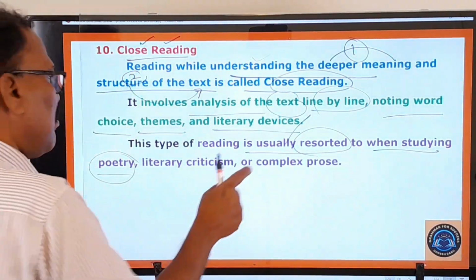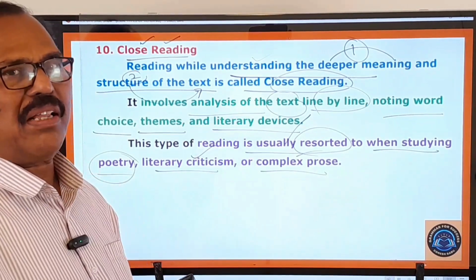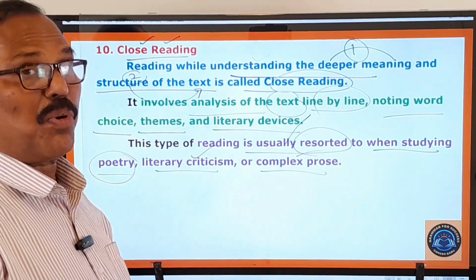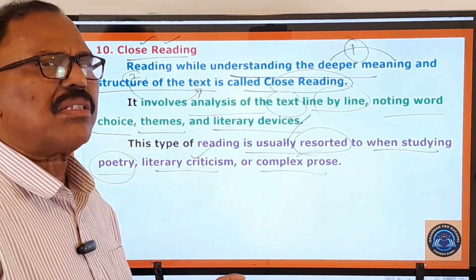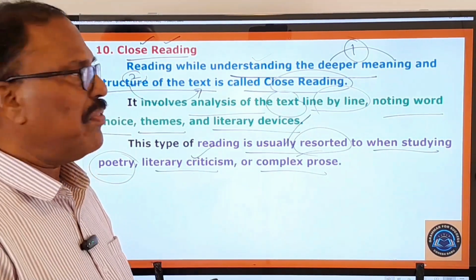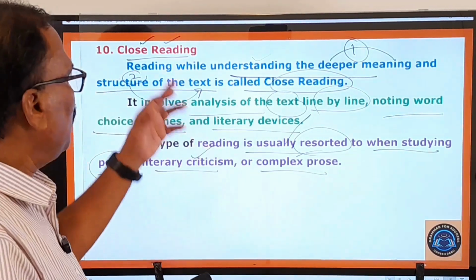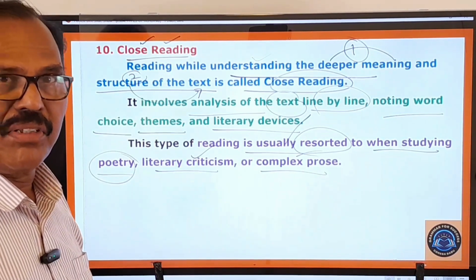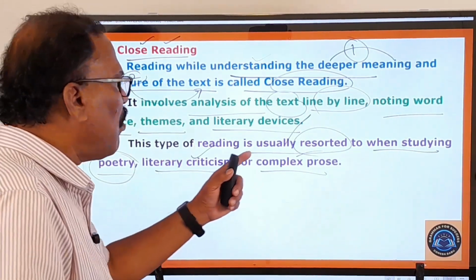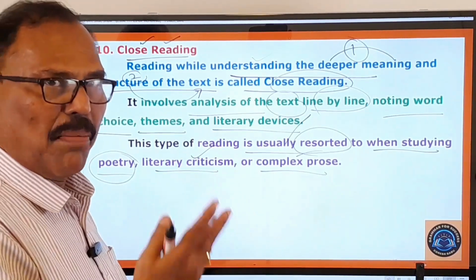And close reading is used when studying poetry, literary criticism, and complex prose also. Complex prose means Swami Vivekananda's prose, which is somewhat complex. Jawaharlal Nehru's prose is also somewhat complex. Sri Aurobindo's prose is really very difficult, so you cannot understand the philosophical ideas behind that text. When you happen to read such a difficult text, you have to go for close reading. Otherwise you cannot understand the meaning of the poem, the literary criticism, the complex prose and all that.